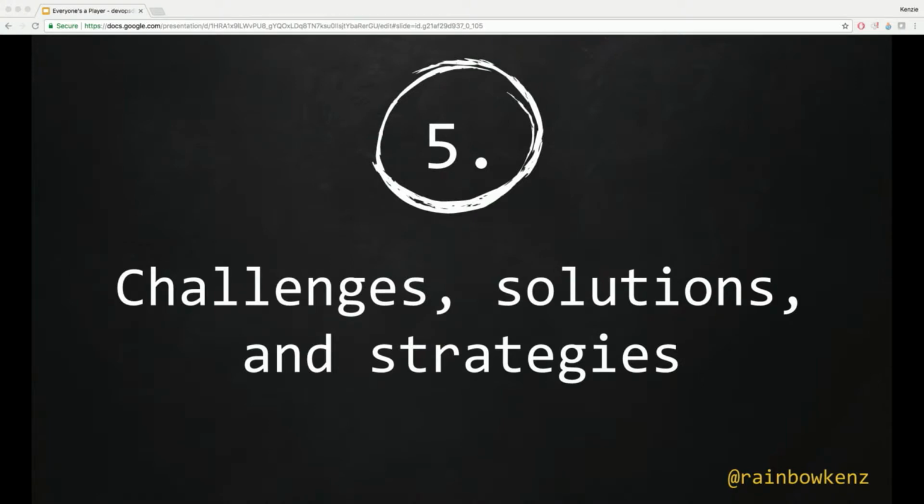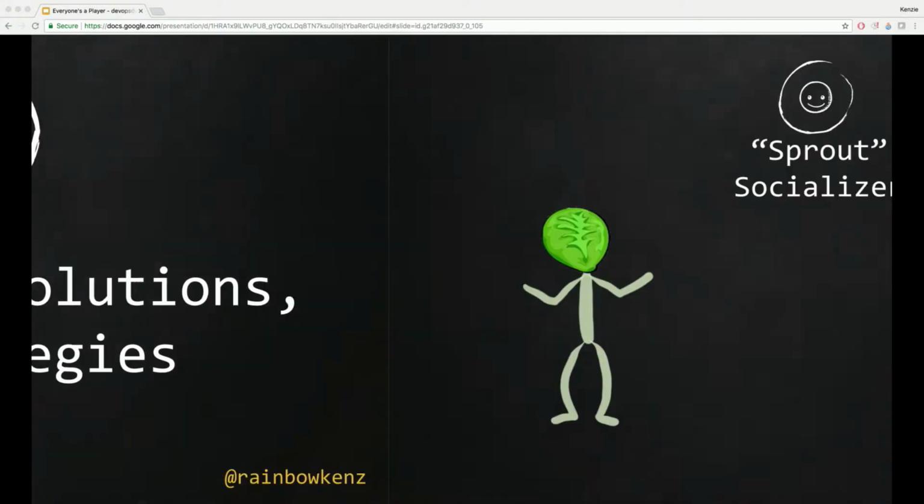Let's take a tour back through our cruciferous characters, and we'll talk about how each of the types is likely to approach documentation and what challenges that might create. And then I'll highlight some strategies suggested by player type theory that have worked for me.